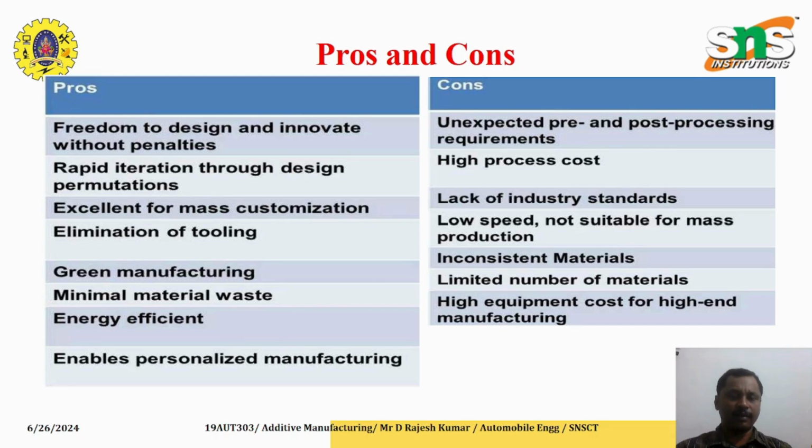The difference is that tooling is not required here, whereas in conventional manufacturing tooling is required. In additive manufacturing you can have precise components, whereas in conventional manufacturing precision components are very difficult, and require high cost and many machining processes. And in additive manufacturing, personalized components can be manufactured, whereas in conventional manufacturing, it is difficult to produce personalized components.